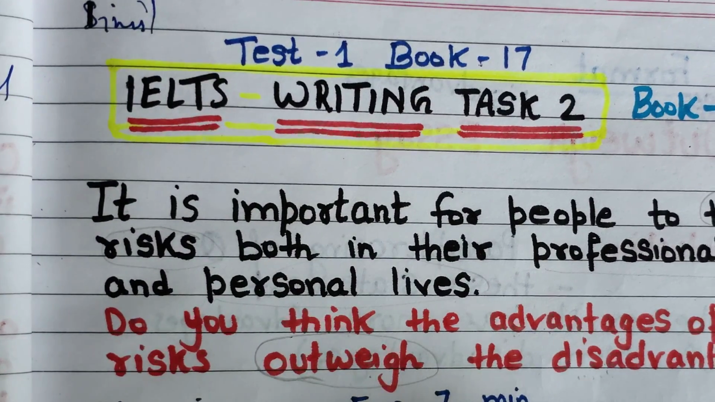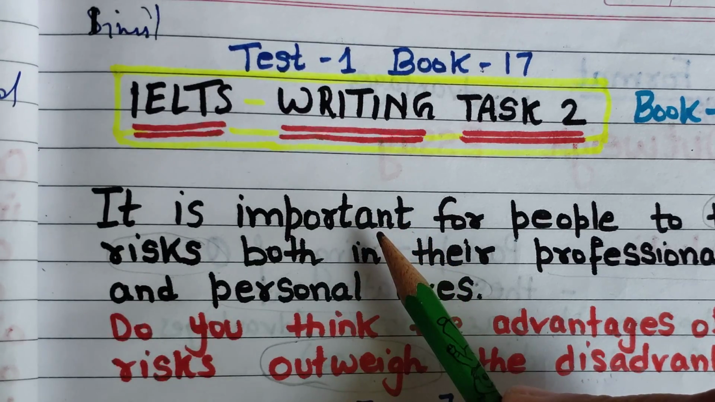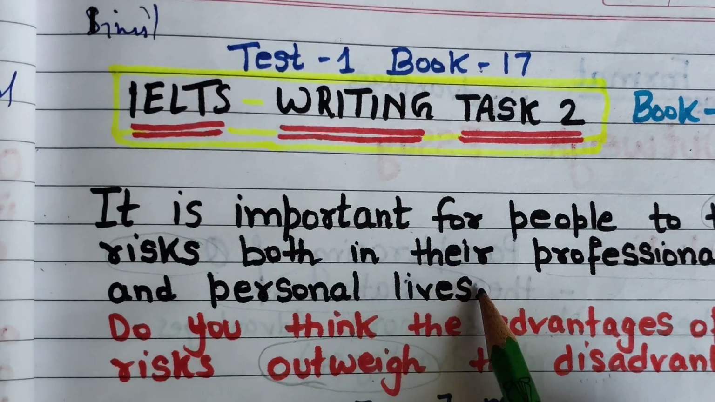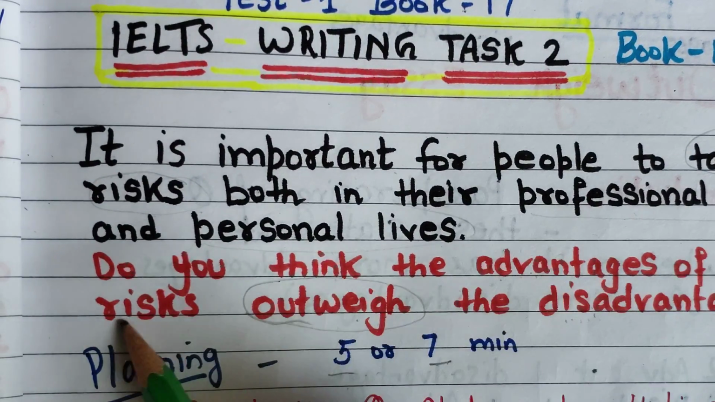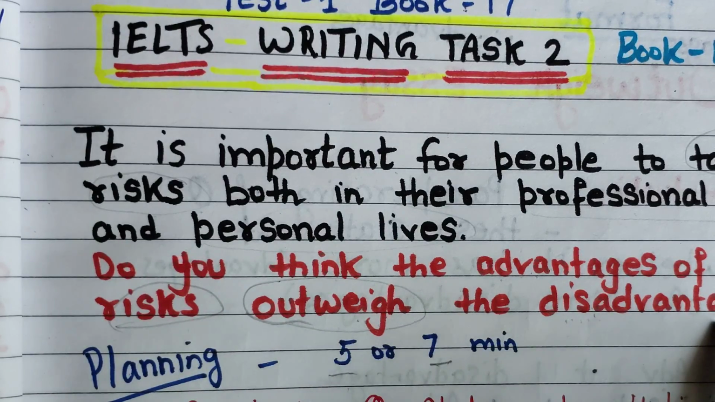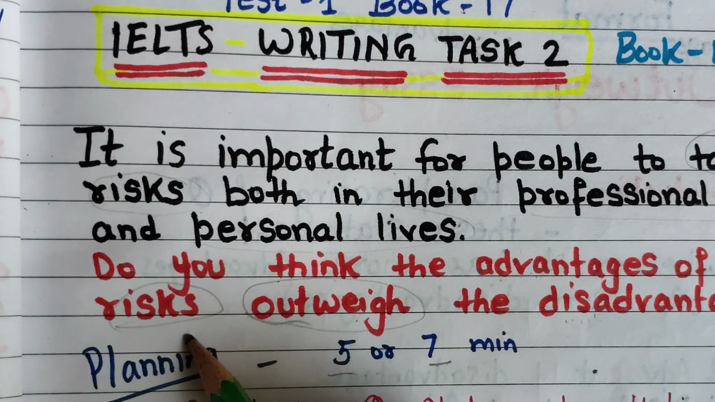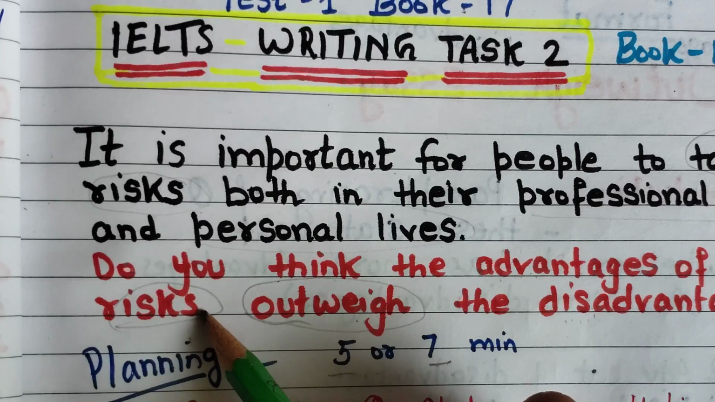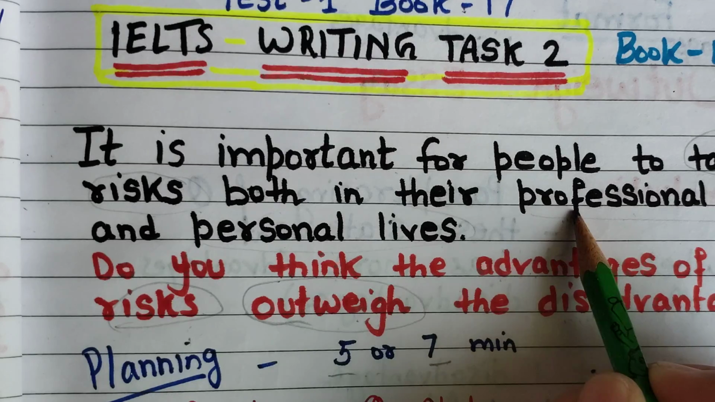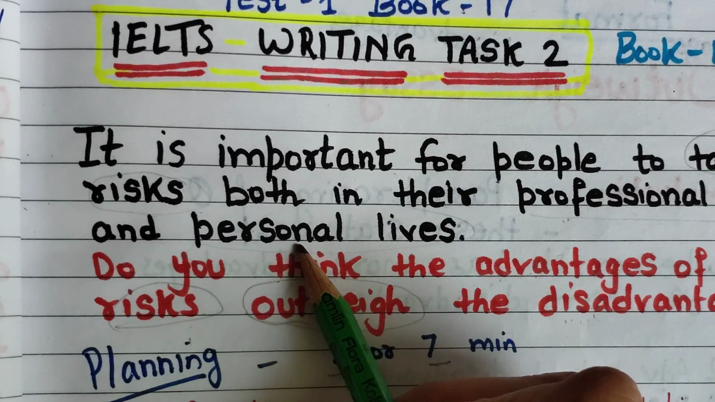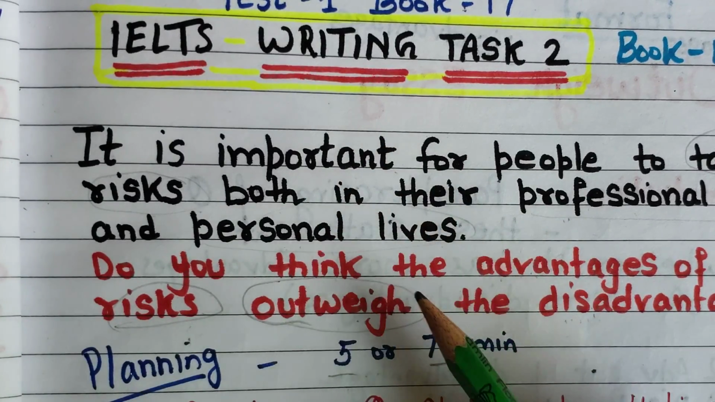Okay, so if you don't understand the main topic from the statement, then there is another way. How can you come to know about the topic? It is written, do you think the advantages of taking risk outweigh the disadvantages? It means taking risk is the main topic. Got it? And we have to write about taking risk regarding professional lives, career lives, job life, as well as their private lives. Okay, got it? I hope you have understood the meaning of the statement and how to plan.